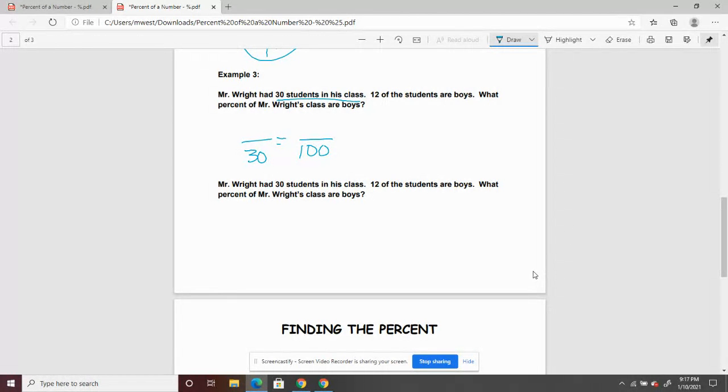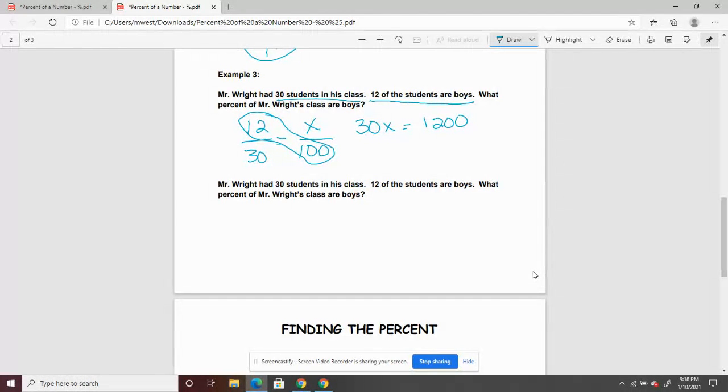And then this next sentence, it's got an of, but listen to what it says. 12 of the students are boys. That's part of his class. So that would make that the 12. And we're looking for the percent again. So we're going to circle 12 times 100 so we can cross multiply. So we have 30x equals 1200.